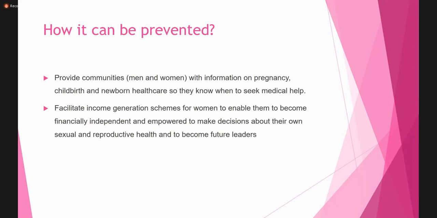Provide communities, men and women, with information on pregnancy, childbirth, and newborn health care, so they know when to seek medical help. So when a mother or the parents, both parents, are going for the antenatal care, they should be well informed about when they need to come to a healthcare facility and when a mother needs help, they should be clearly informed, and facilitate income generation schemes for women to enable them to become financially independent.